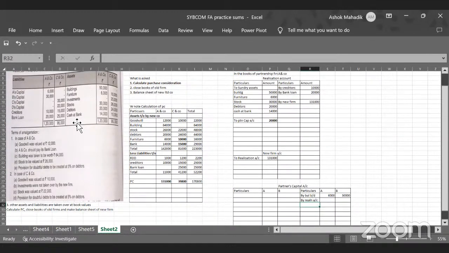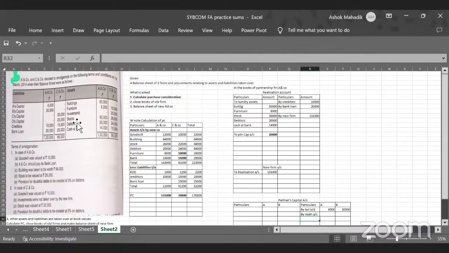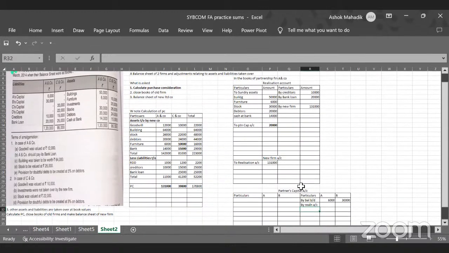Okay. In case the profit sharing ratio is not given, presume it to be equal. So I presume PSR to be equal. So it will be how much? Bank loan was how much? 20,000. So 10,000 each.